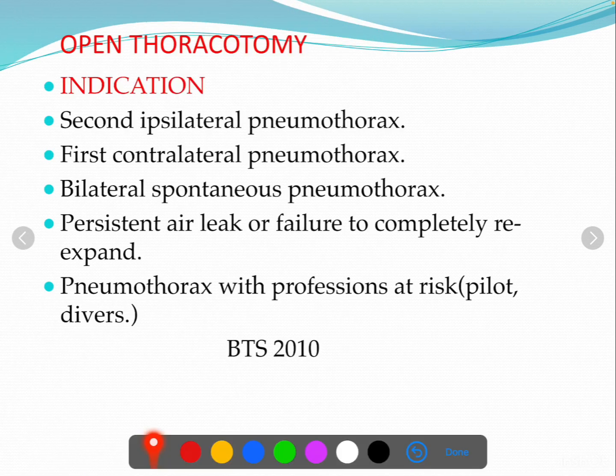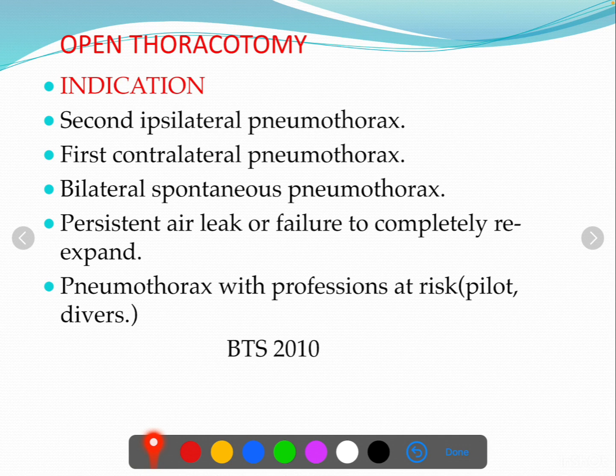It can't replace open thoracotomy. So what about the open thoracotomy? What are the indications? A second ipsilateral pneumothorax, or a first contralateral pneumothorax, or bilateral spontaneous pneumothorax, or persistent air leak or failure to completely re-expand, or pneumothorax in professions at risk, like pilots or drivers. Then we will perform the open thoracotomy.